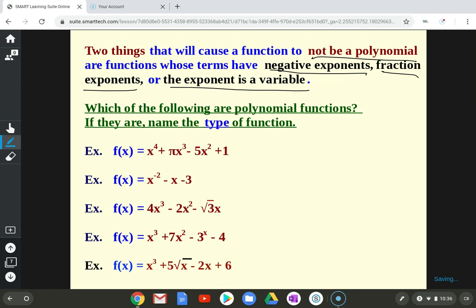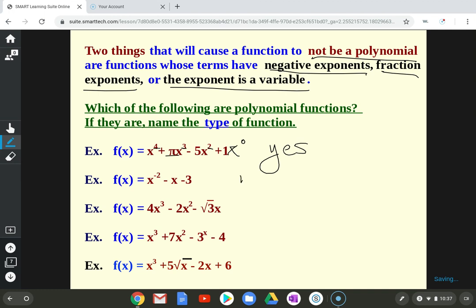So let's take a look at this first function and see if it's a polynomial. So we have x to the fourth, that's fine. Pi times x cubed, that's fine. Negative 5x squared is fine. And plus 1 is fine. All of our coefficients are real numbers. They don't have to be rational. That's okay. They just have to be real. So pi is fine. And all of our exponents are non-negative integers. Remember that this one is an x to the 0. That's okay. So yes, this one's a polynomial.